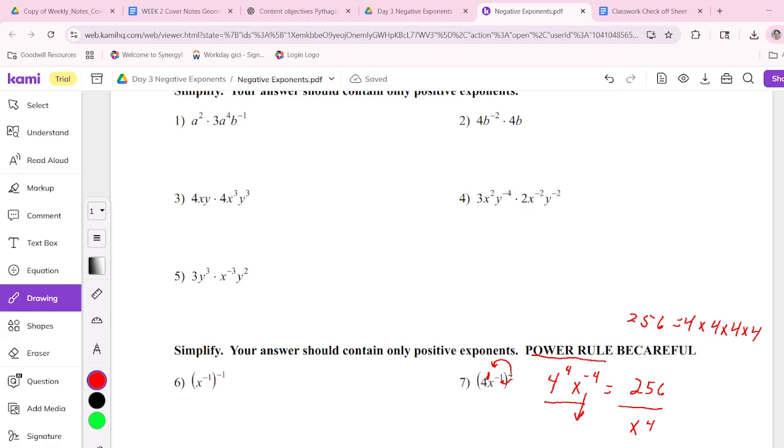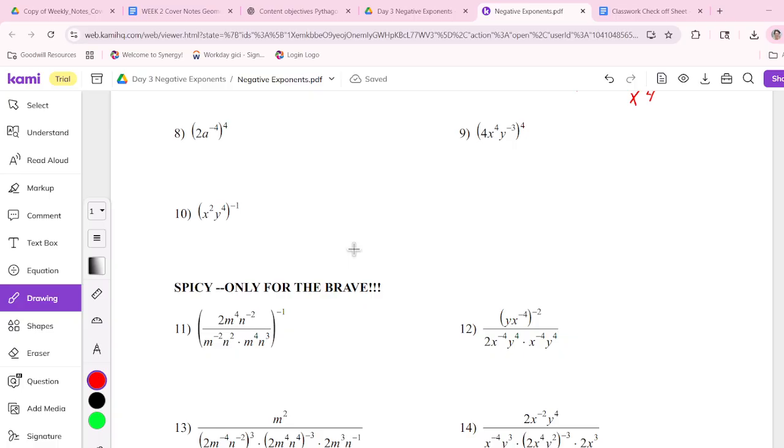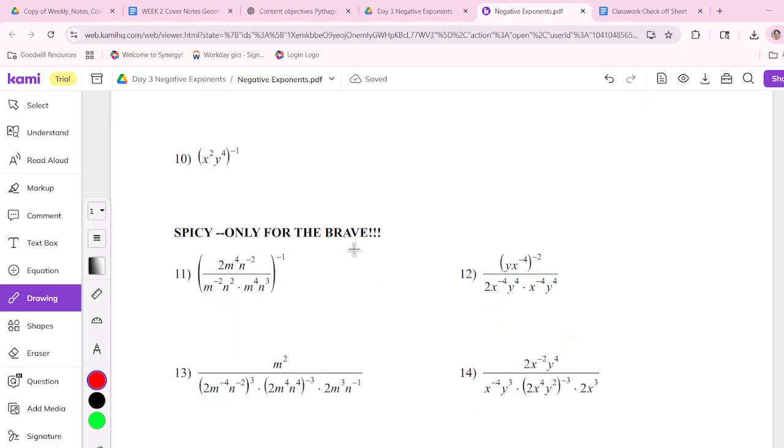Okay. Any others? Did anybody want to check any of the other odd ones? Oh, those were the bonus. I'll do it, but remember, this one is only for the brave. Okay, these are like the bonus problems, but I'll go ahead and do it.